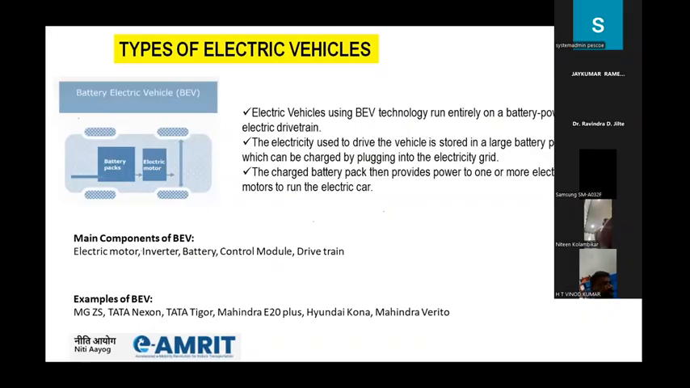The main components of this BEV are the electric motors, the inverter for conversion, battery, control modules and drivetrain. Examples of 100% battery electric vehicles are MG ZS, Tata Nexon, Tata Tigor, Mahindra E20 Plus, Hyundai Kona, Mahindra Verito.